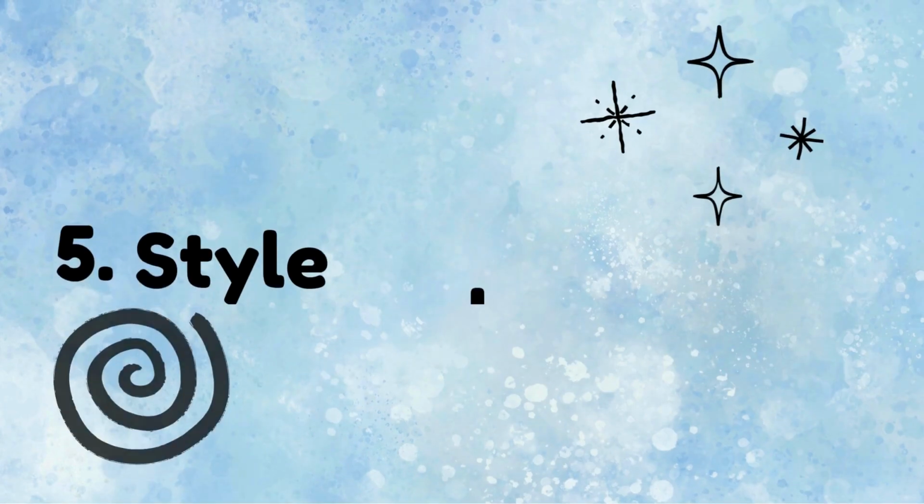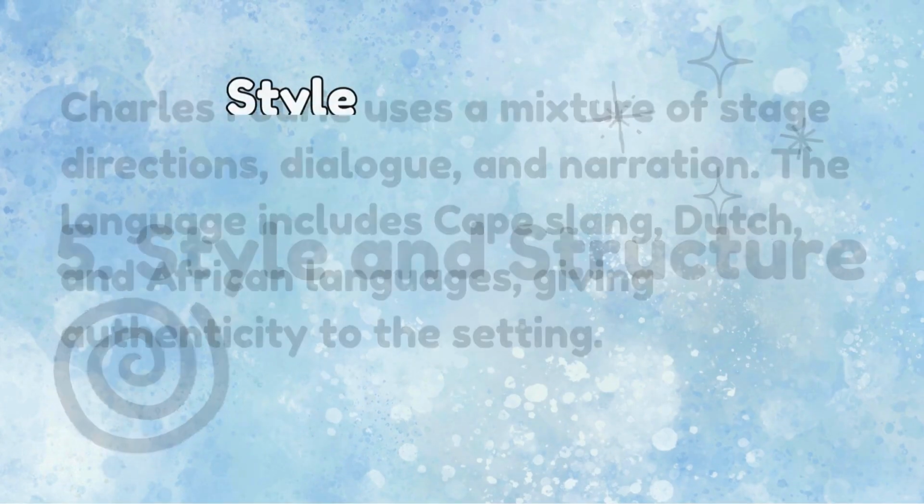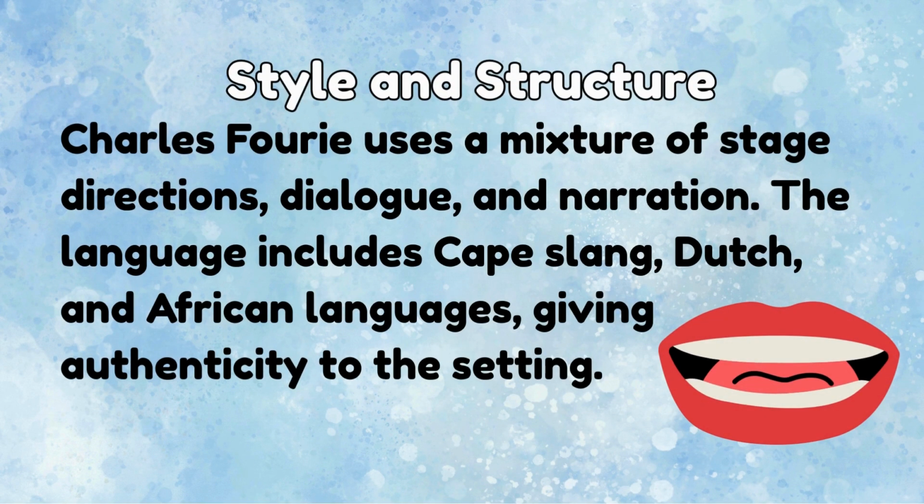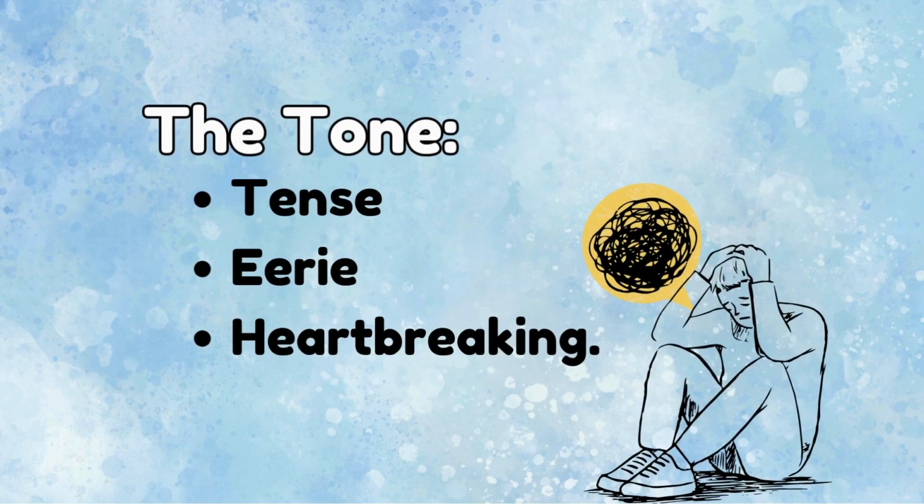Number 5. Style and structure. Charles Fourie uses a mixture of stage directions, dialogue, and narration. The language includes Cape slang, Dutch, and African languages, giving authenticity to the setting. The tone of the play is tense, eerie, and heartbreaking.